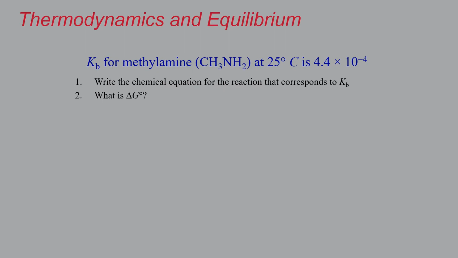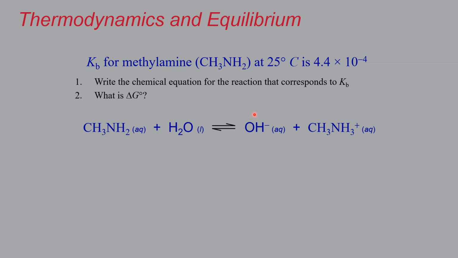All right, so first off, what's the chemical equation? This is something you should be able to do. Looks like y'all did a pretty good job of it on the exam. It's methylamine plus water. It's going to take a proton away from water and become methylammonium, CH3NH3 plus, leaving a hydroxide from the water. So that's Kb.